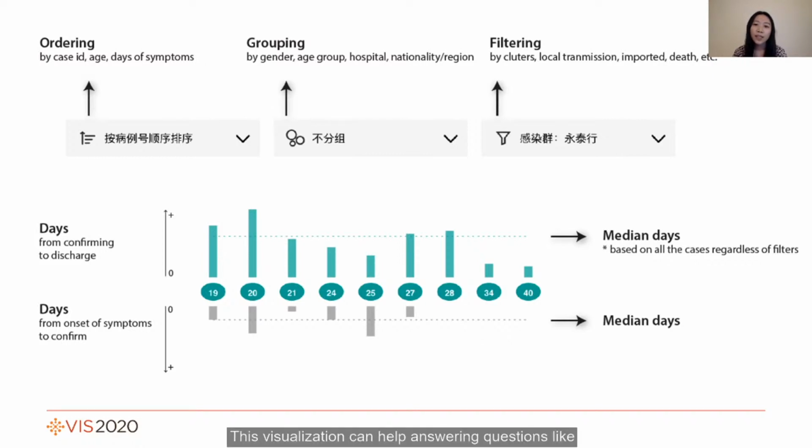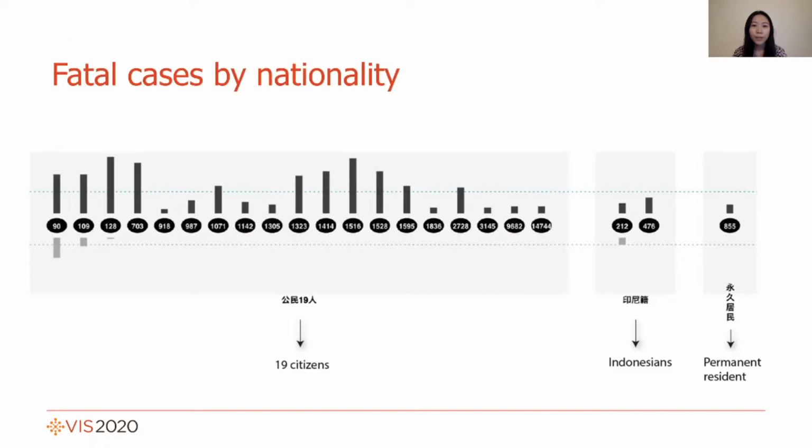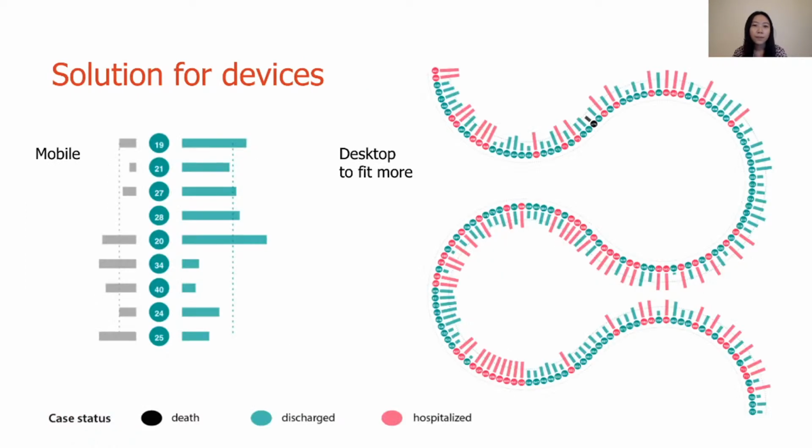This visualization can help answer questions like how cases are distributed to hospitals, whether cases of a certain age group are more vulnerable, or whether some hospitals can handle cases better. This is an example of applying filtering and grouping. To fit different devices, we position the data vertically on mobile and made a spiral shape to fit more data on desktop.